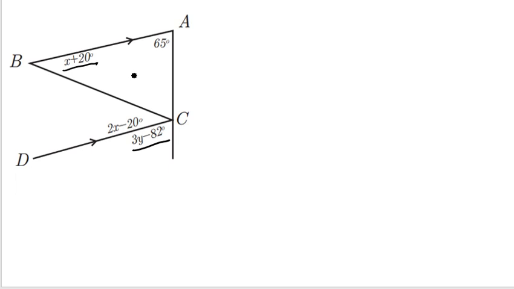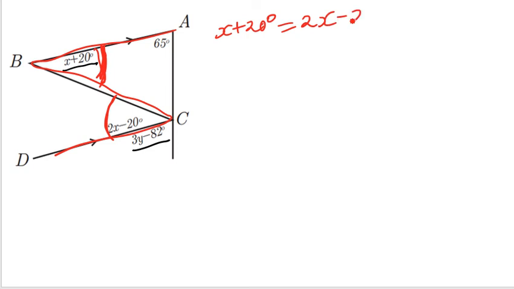Let us calculate x first. We are having a Z shape here, like this, which means that this angle is equal to this angle here. Because the two angles are equal, we need to equate them. So it's x plus 20 degrees equal to 2x minus 20 degrees. And then we must give a reason why. Those are the alternate angles.